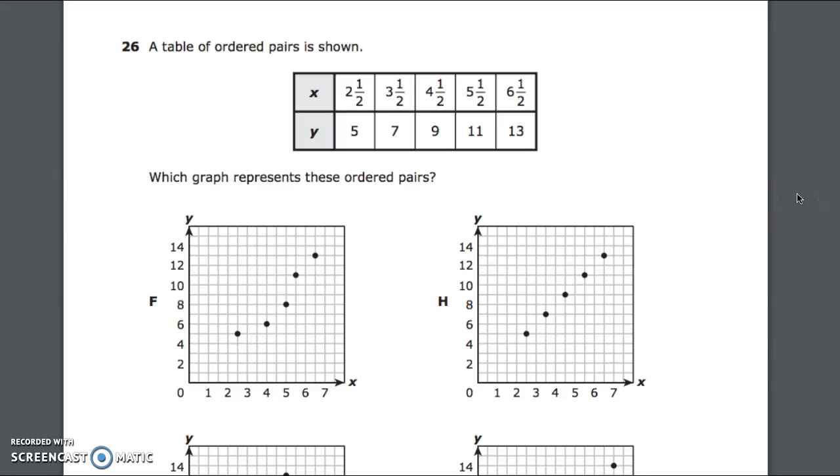Number 26. A table of ordered pairs is shown. Which graph represents these ordered pairs?